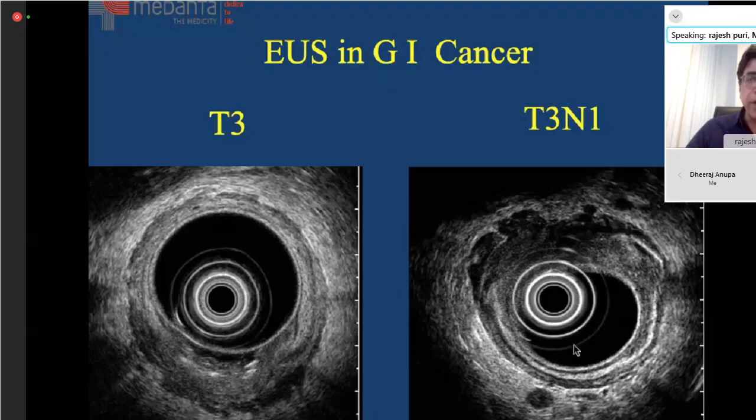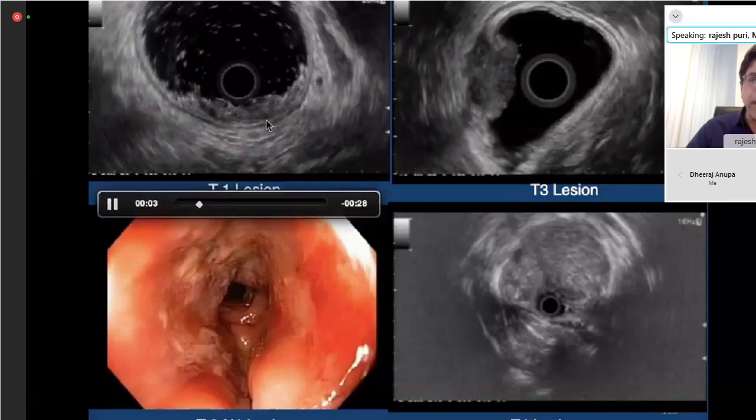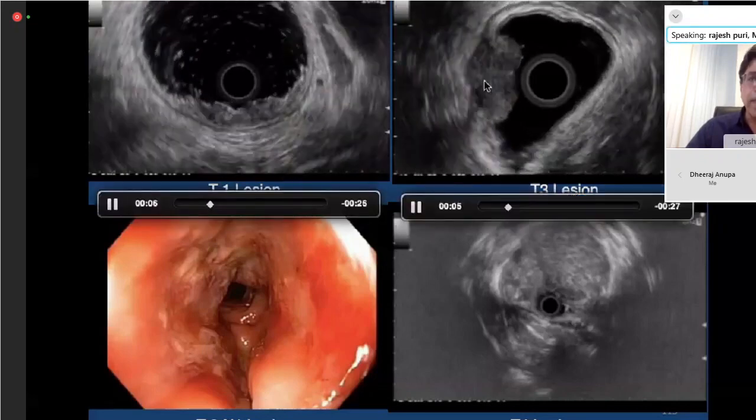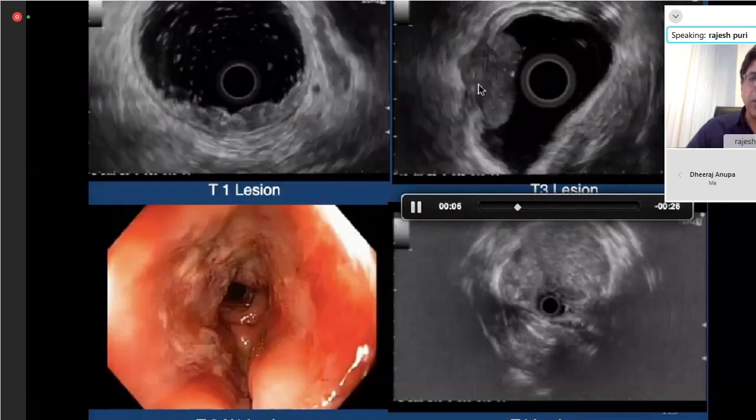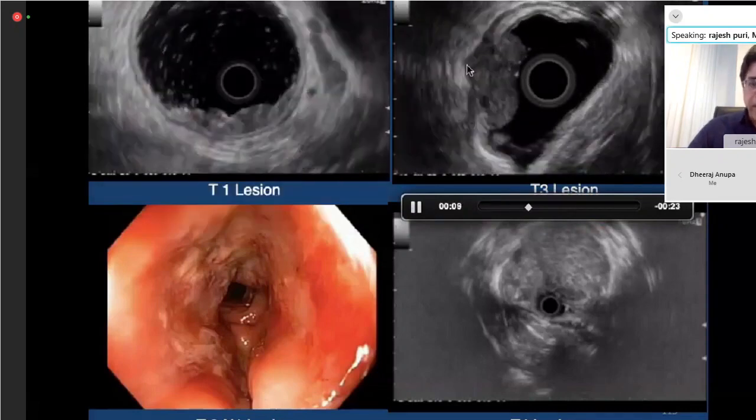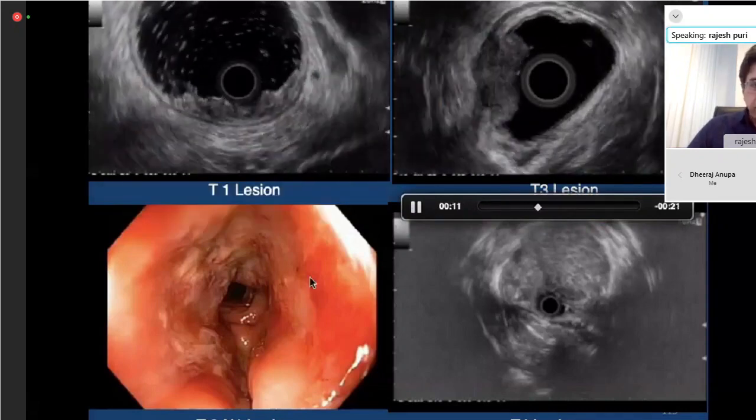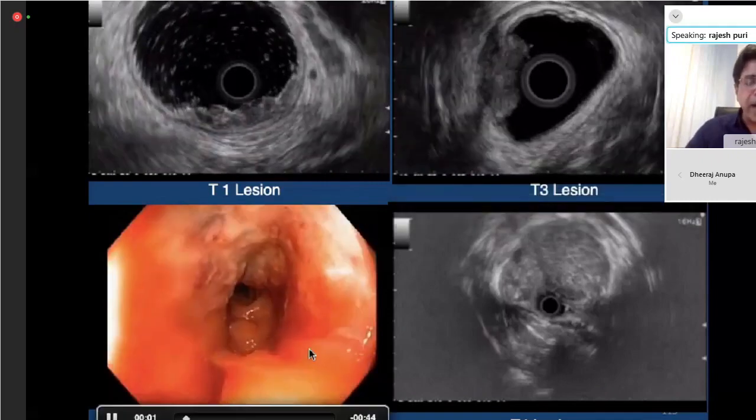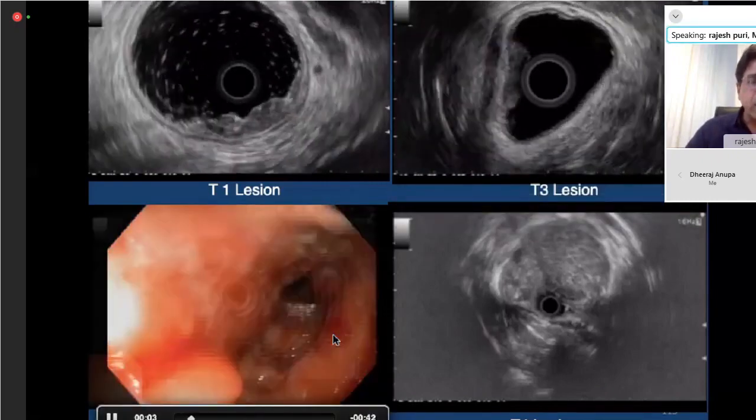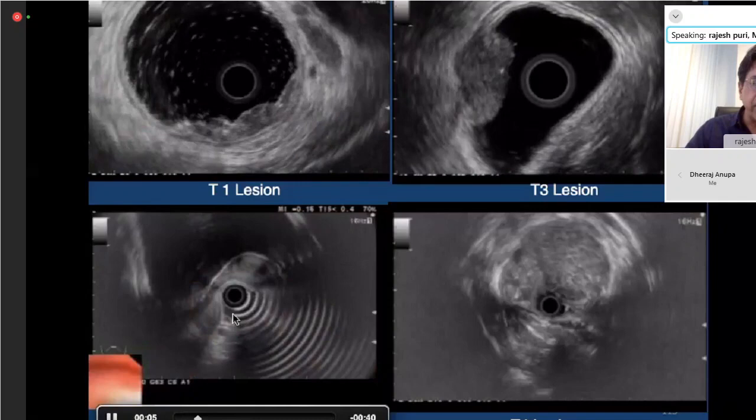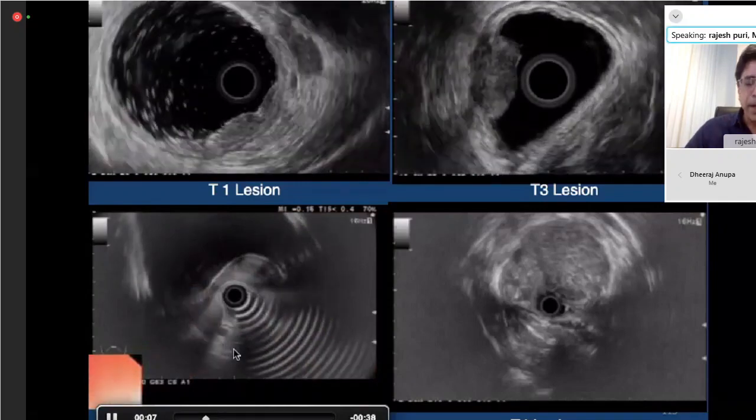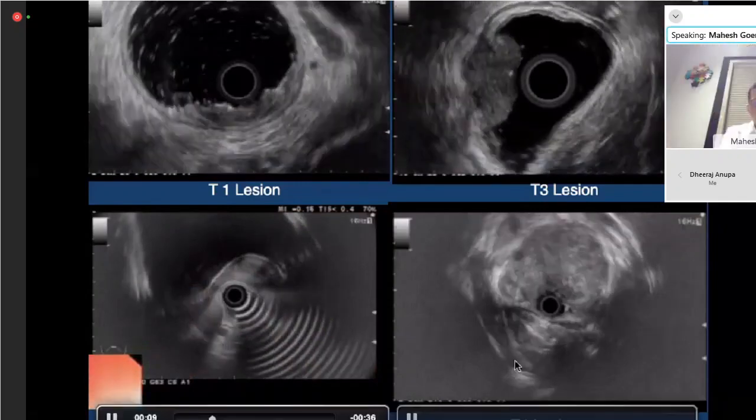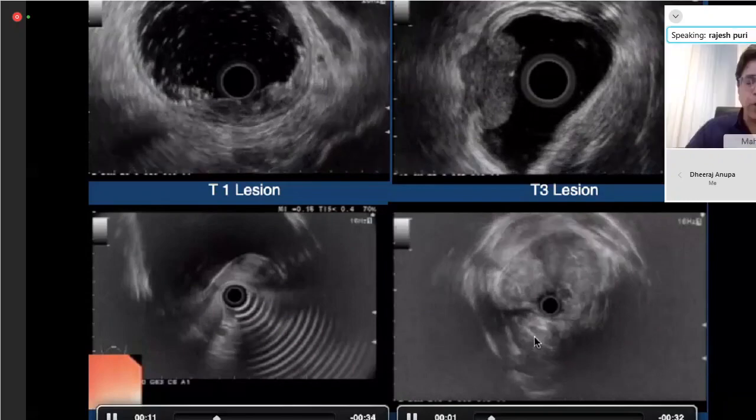Now these are the videos. Look here, the submucosa is intact, it is a T1 tumor. It has gone up to the muscularis propria, that is T2, and gone up to the adventitia. This is a lady who is pregnant and has this lesion. CT scan was not possible. This is T3 and a small node. And this is an example of T4, where the tumor has gone to the prostate.